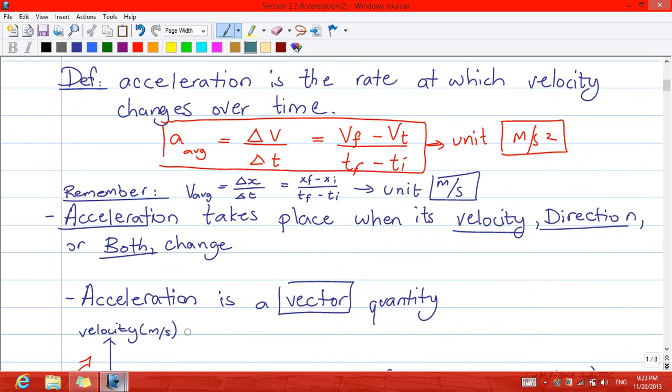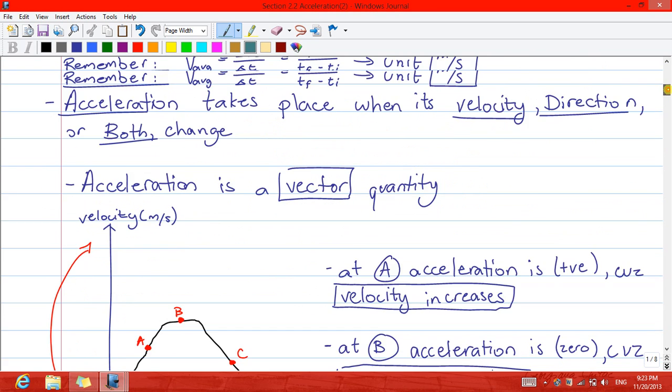And now the second part of the lesson, which talks about acceleration. Now acceleration is the rate at which velocity changes over time. So the most important part here is that it's the rate of the change in the velocity. Now we should have a formula for acceleration. So the average acceleration is equal to delta v over delta t. The delta v is the v final minus the v initial, and the unit is meter per second squared as well.